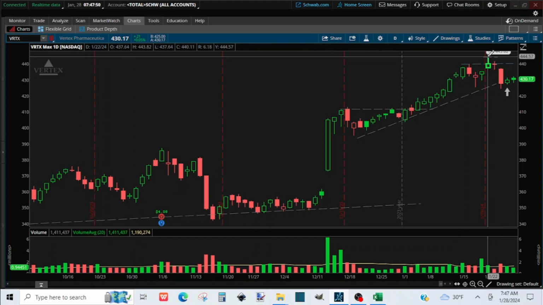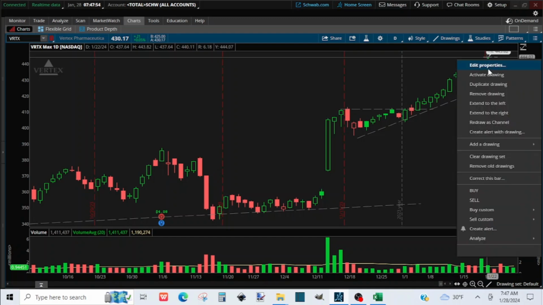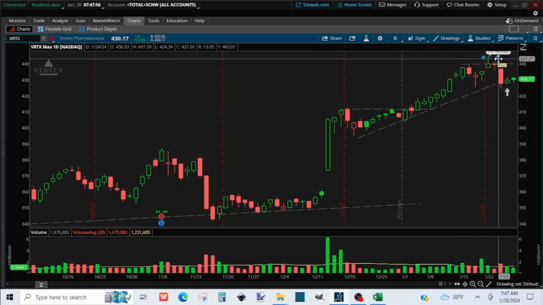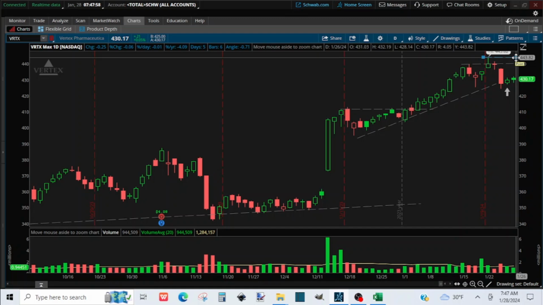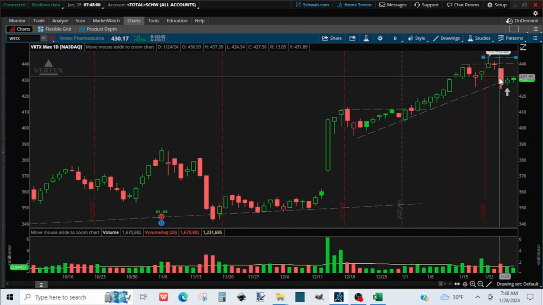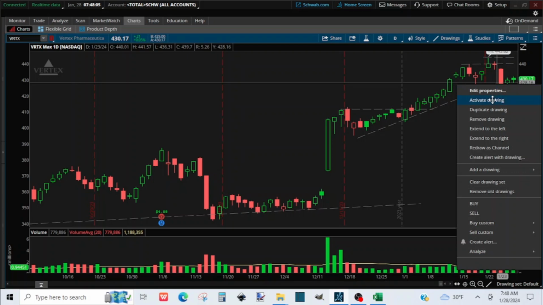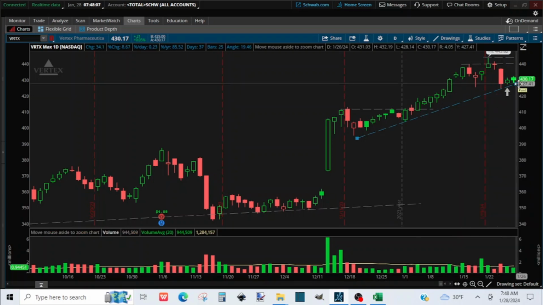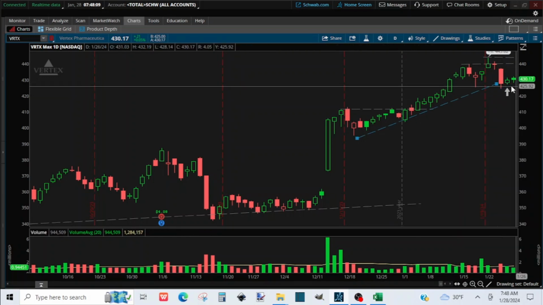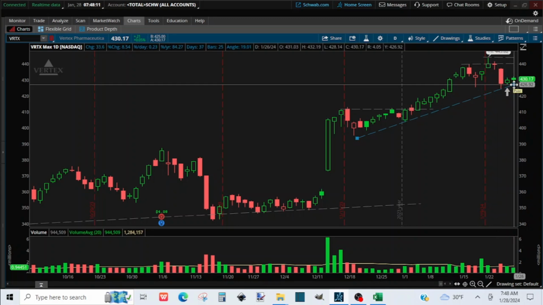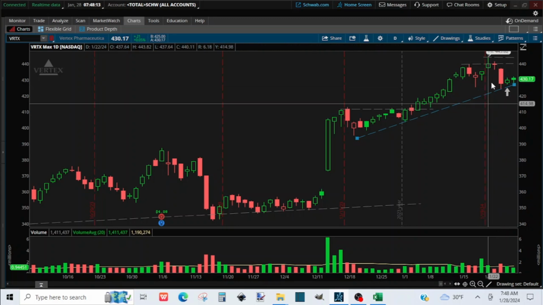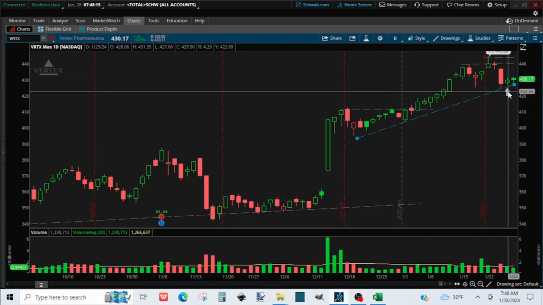Went up, pulled back. Let's update this trend line. Pull back and start going up, when we bought it.